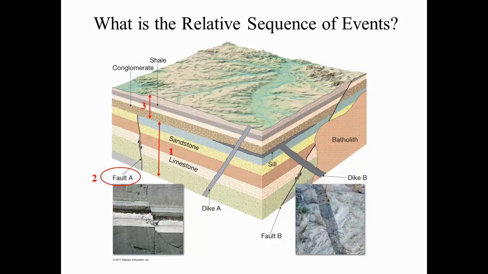Be careful, we have cross-cutting relations. Notice that dike B cuts fault B, and so does the batholith. Wait, but does dike A cut fault B? Let's ignore dike A right now. Let's just focus on fault B, dike B, and the batholith. Of those three, which is the oldest?